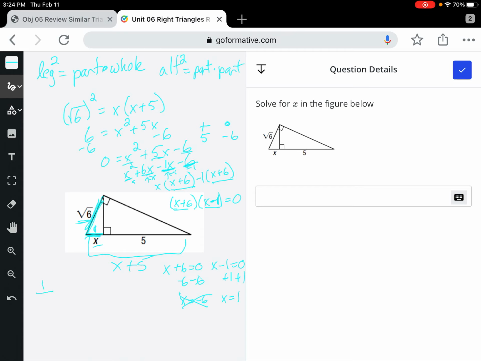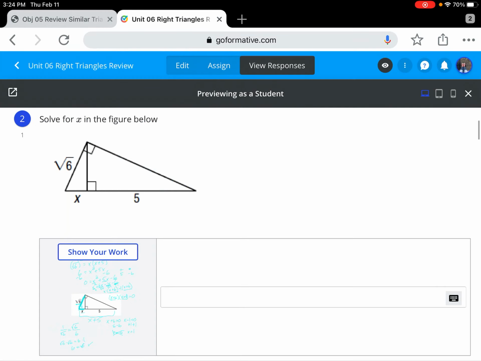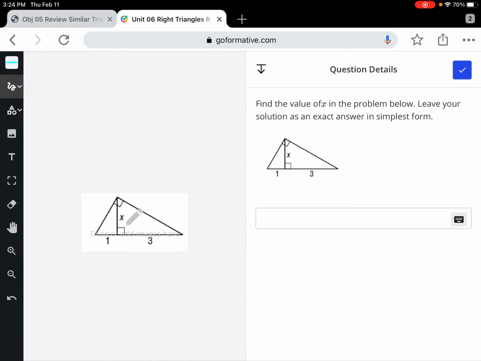I know short leg over hypotenuse, so 1 over radical 6 should be equal to short leg of the big triangle over the hypotenuse of the big triangle, which is 6. If I cross multiply, is radical 6 times radical 6 equal to 6 times 1? Well, yes, 6 is equal to 6. So that actually checks out.